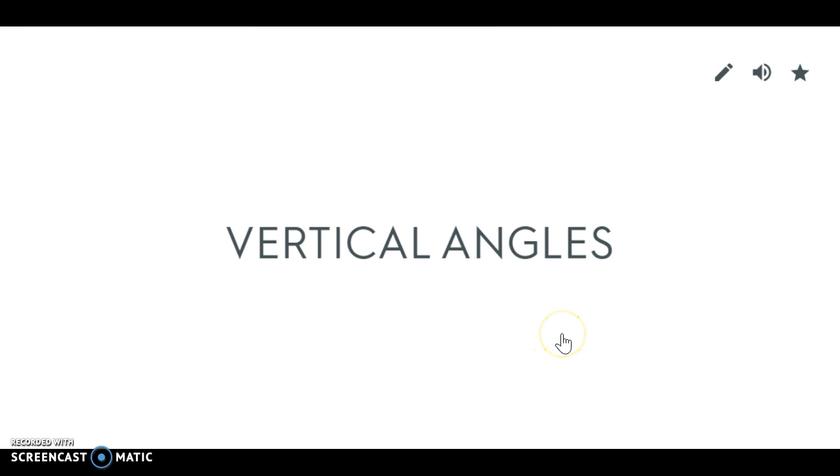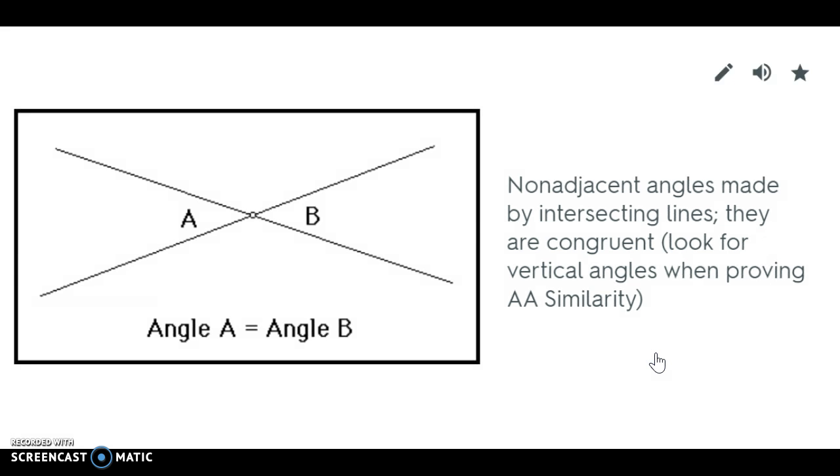The next one we have, remember, is vertical angles. You're going to look for vertical angles a lot, so I just wanted to give you an example so you could see. Remember, non-adjacent angles made by vertex. So you have A is congruent to B. So sometimes you're going to have triangles that have vertical angles. And so you'll have to remember, oh yeah, those angles are vertical. So that's one set of my congruent angles.